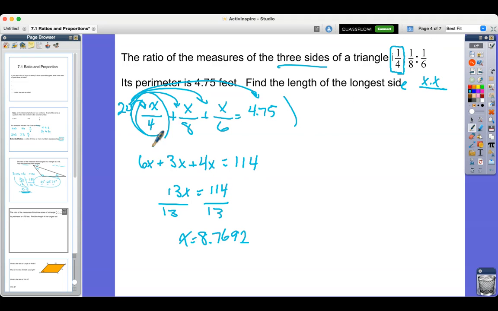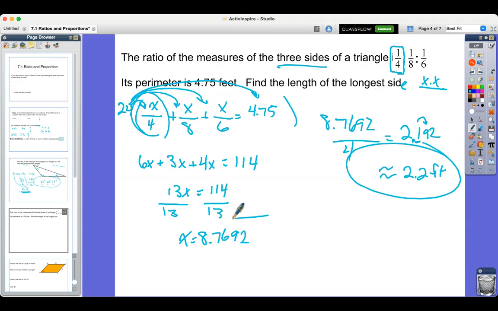So we're going to take this x over 4 and substitute that in there. 8.7692 over 4 is the longest side. So let's go ahead and actually divide that. You divide that, you get 2.192. We're going to round to the nearest one decimal. So that's a 1. We look at the number next to it. That's a 9, so that rounds up to 2.2 feet. This is the longest side. So remember, just because we find the x does not mean that's our final answer. This is the answer we're looking for ultimately.